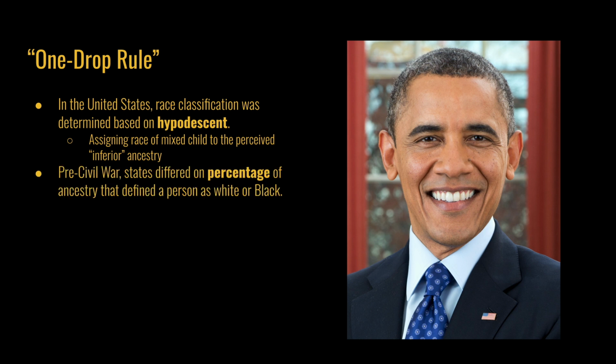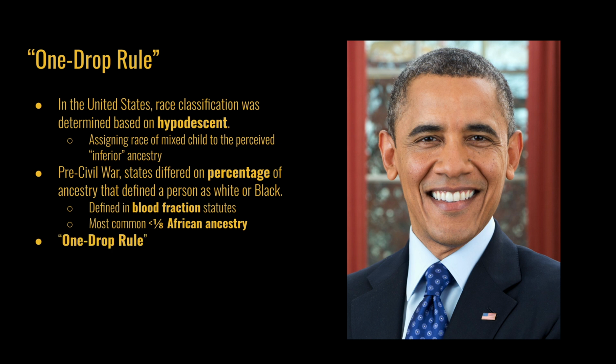Before the Civil War, states differed on the percentage of ancestry needed to be classified as white or black, defined in blood fraction statutes. The most common rule was that one had to have less than 1/8 African ancestry to be considered white. Some states like Virginia required less than 1/4 African ancestry. By the 20th century, states adopted the one-drop rule, classifying a person with any degree of African descent as part of a singular inferior status.